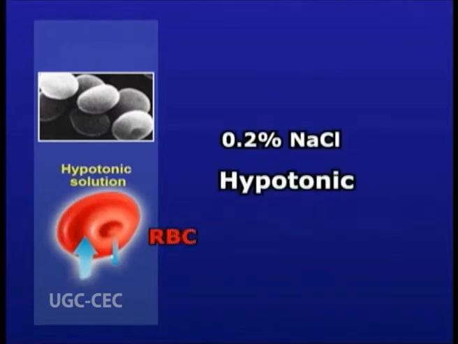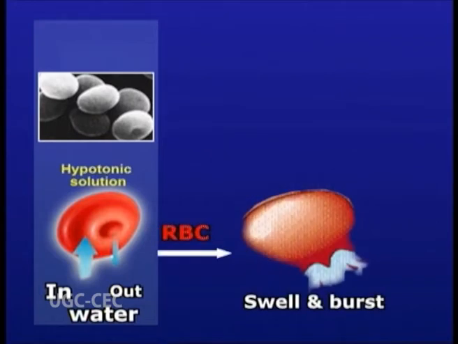When RBCs are placed in a hypotonic solution, a solution that has a lower concentration of solutes than the cytosol inside the RBCs, water molecules enter the cell faster than they leave. As a result, red blood cells swell and finally burst. The rupture of red blood cells in this manner is called hemolysis.